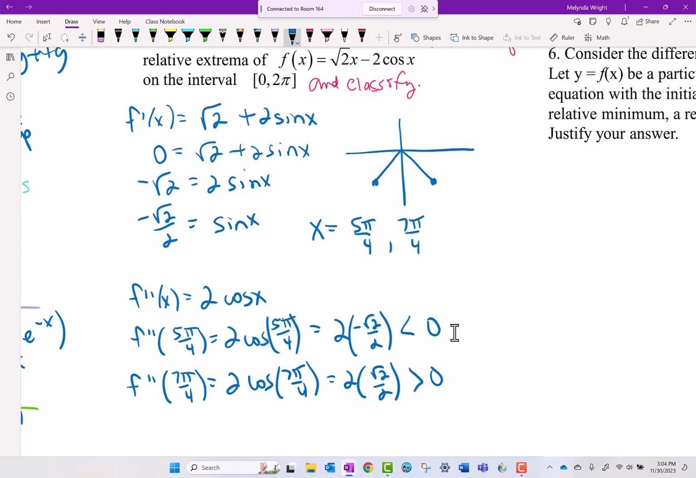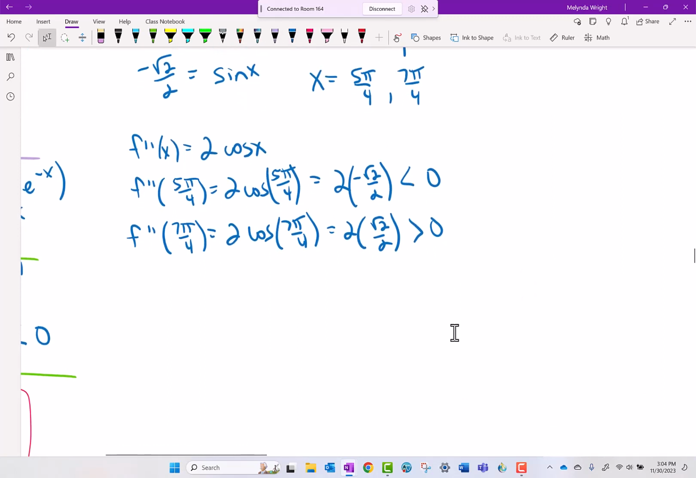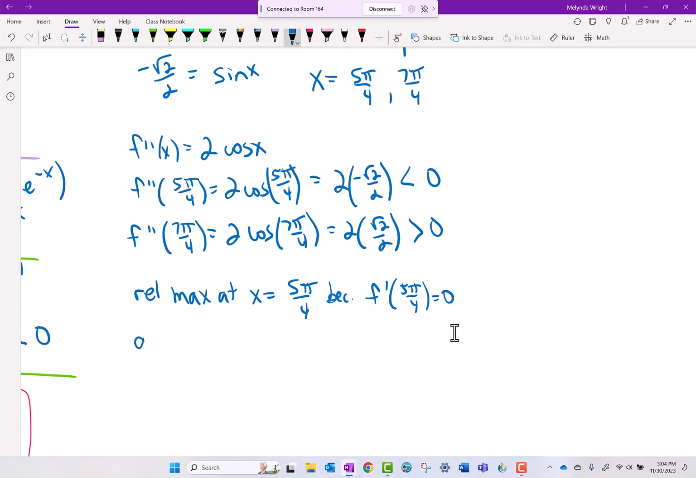Okay, so let's write our conclusion. So we're going to say we have a relative max at x equals 5 pi over 4 because, and you always have to say two reasons, because f prime of 5 pi over 4 is 0 and f double prime of 5 pi over 4 is less than 0.